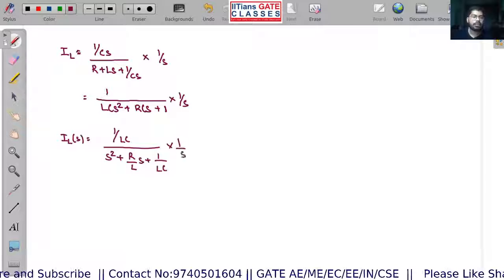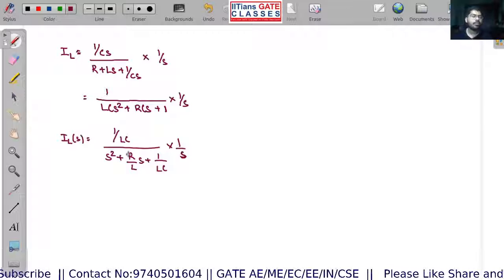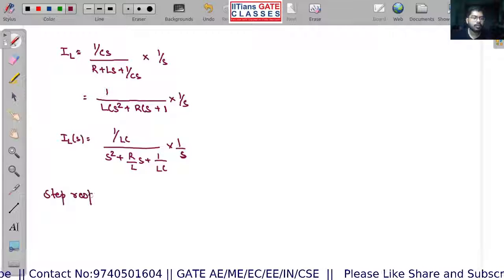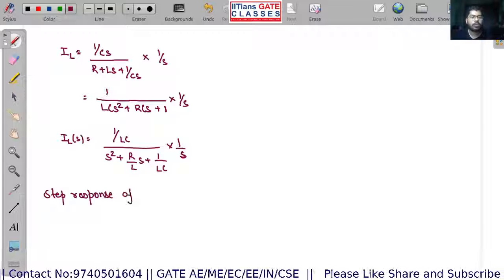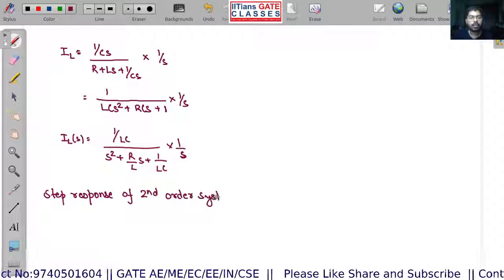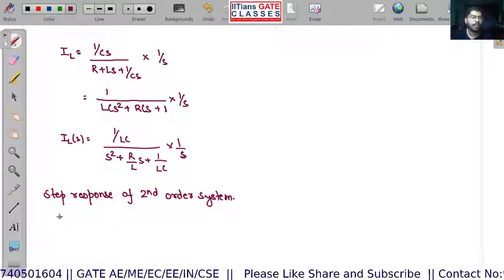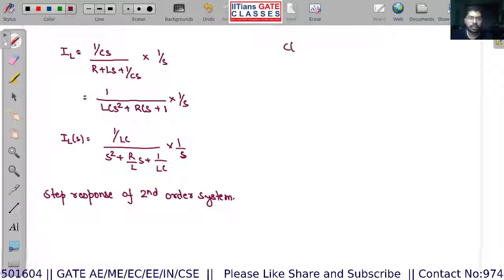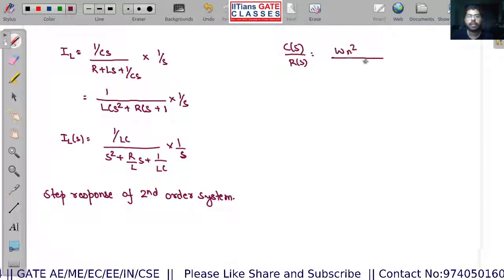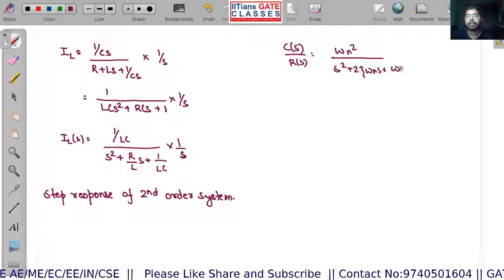Now this thing looks quite similar to the step response of a second order system. If this is the step response of a second order system, what is my zeta? Let me write that first. The standard form is omega n squared divided by s square plus 2 zeta omega n s plus omega n square.